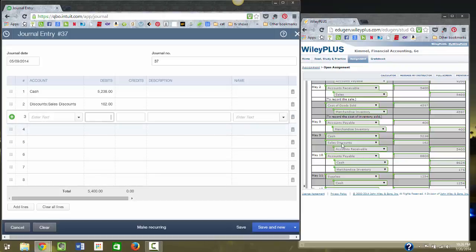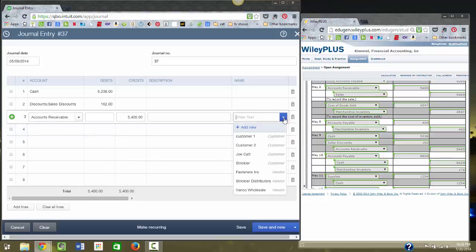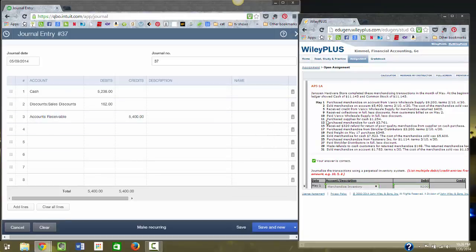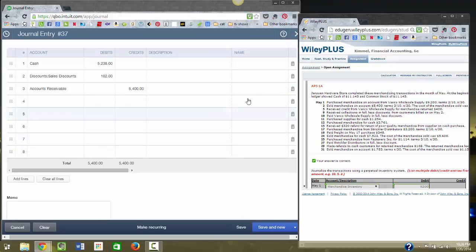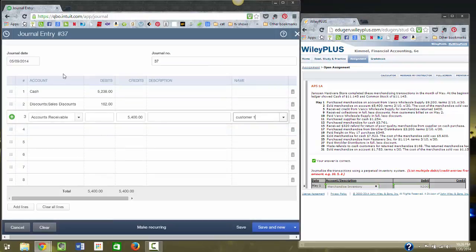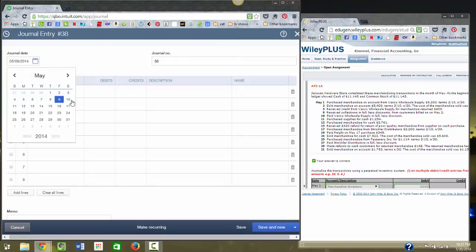Okay, and then the $5,400 credit to accounts receivable. And once again, the name. And this is, gotta remember, it is from the customer billed on May 2nd, so that is customer number 1. All right, so May 9th, the date's correct. We've got all our totals. We can go on. Okay, next date is the 10th. Let's change the date here.